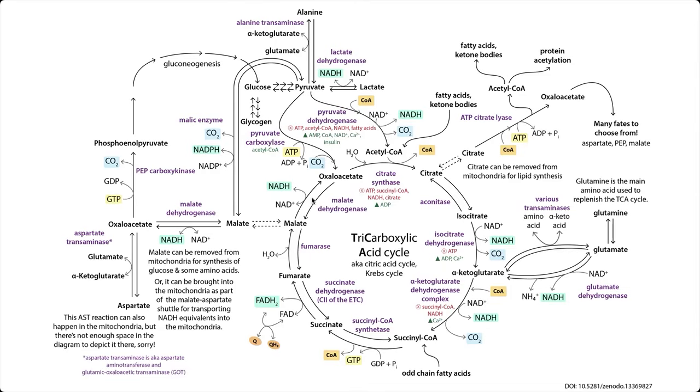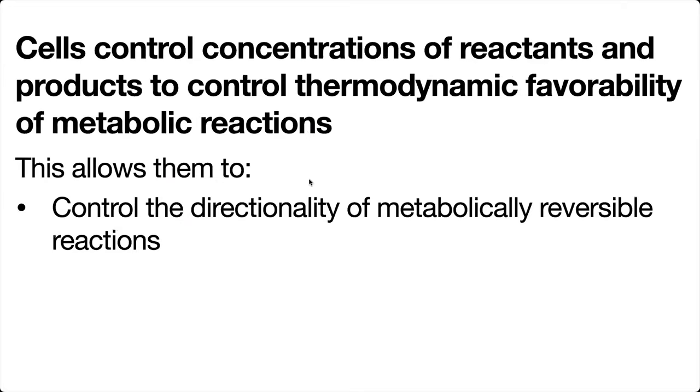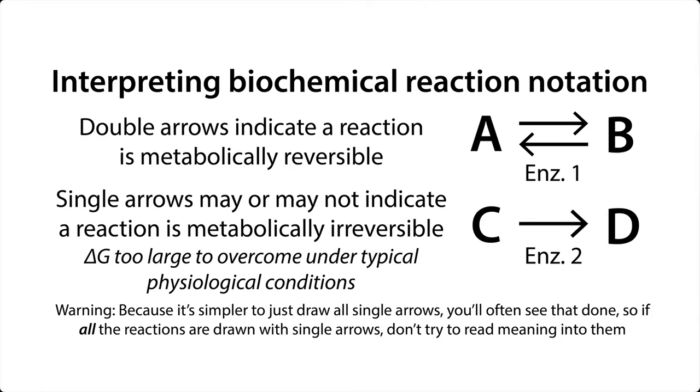So let's step back and think about how we can know, without knowing the delta G naught, whether a reaction is metabolically reversible or irreversible just by looking at a diagram. If a reaction is drawn with double arrows between the intermediates or between the reactants and the products, that's typically going to indicate that a reaction is metabolically reversible. On the other hand, if you see a single arrow, that may or may not indicate that a reaction is metabolically irreversible, meaning that the delta G naught is too large to overcome under typical physiological conditions.